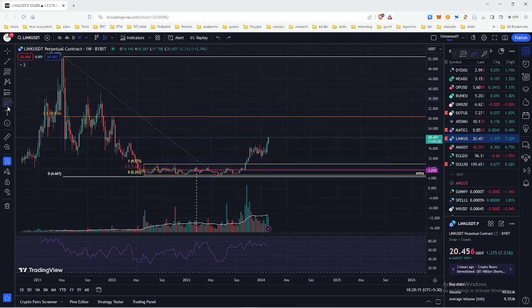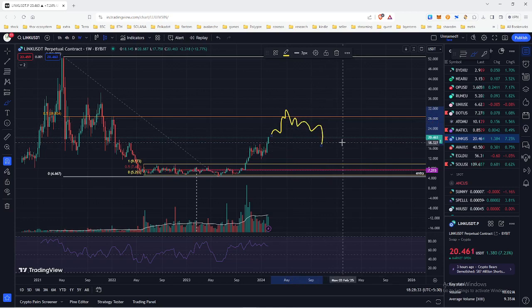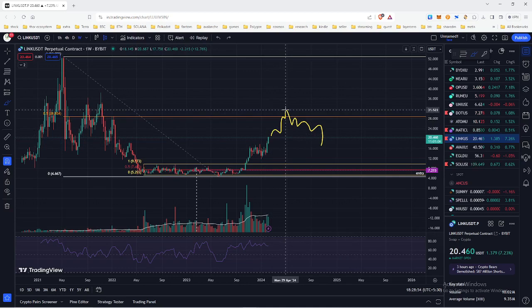So what will happen if we get rejected from here? Okay, we reach here, we create a deviation, come back down, retest here, and we make lower lows and come down. This is a possibility because the $18 range, which was the previous resistance, is now turned to support, but we haven't tested it yet. So if this price action continues and we fill this gap over here, as you can see there is a huge gap over here.